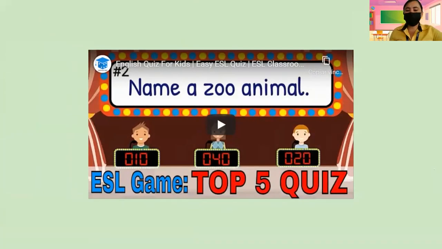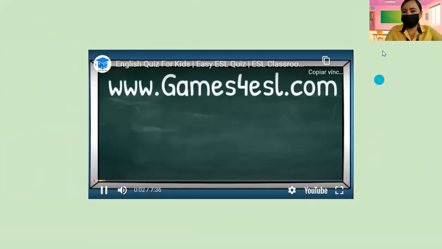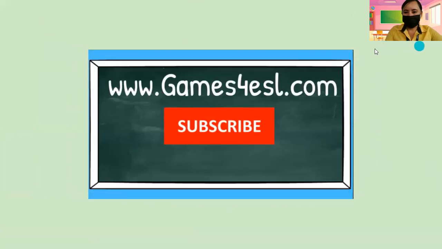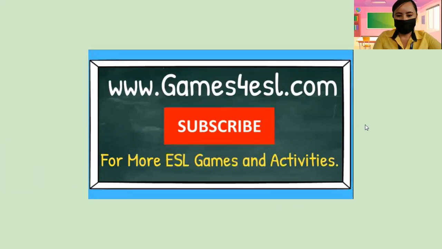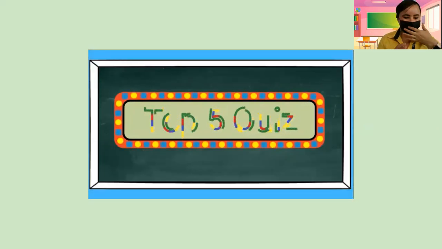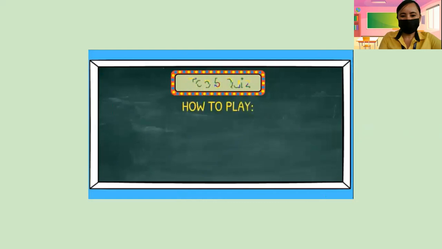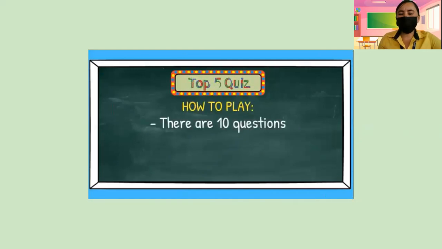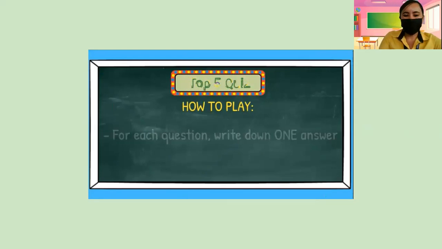Well, it's time to continue with our game. This is a short game we're gonna play. Follow the instructions in order you can understand what you have to do. This is a top 5 quiz. There are 10 questions, but we're gonna answer just 5 questions for the time. We don't have enough time to play this.